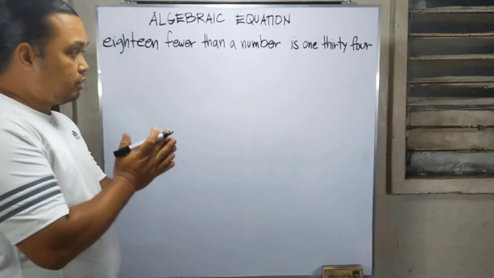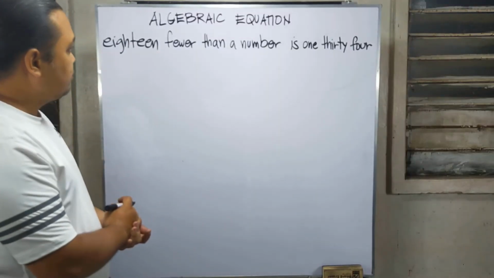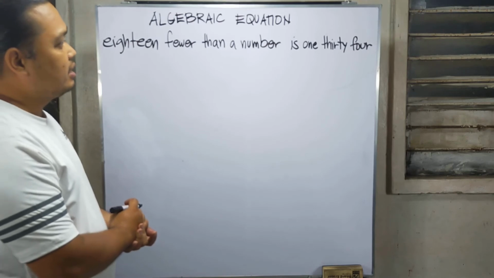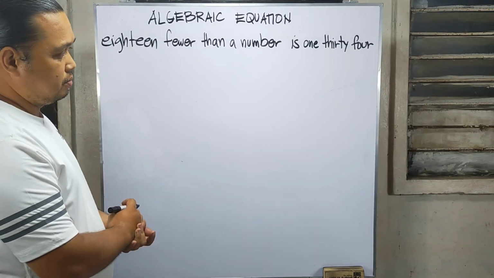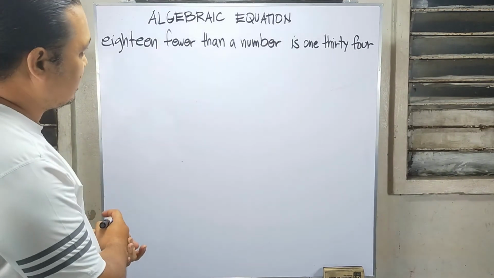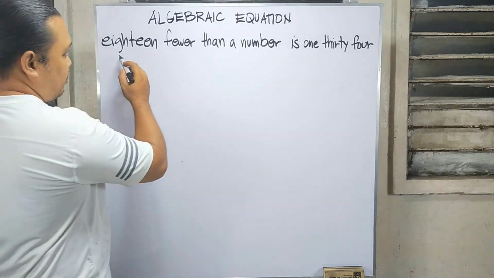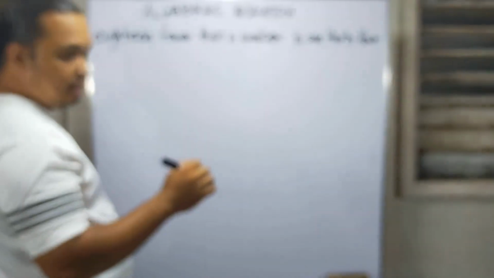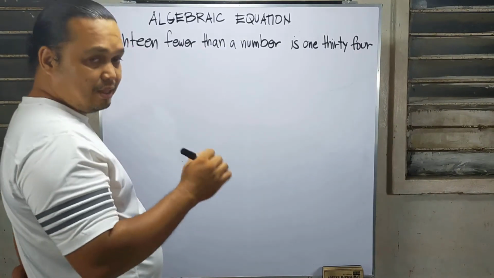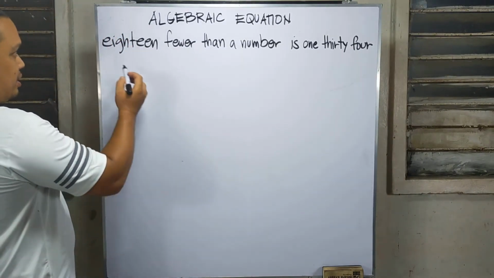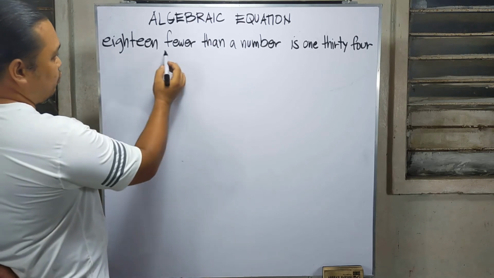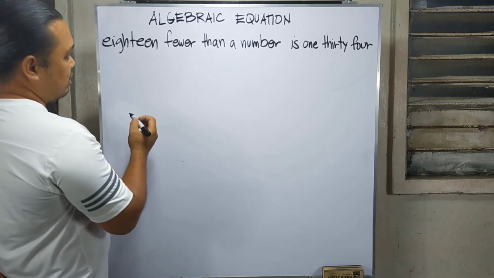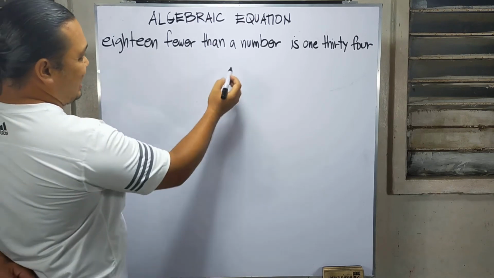Okay, for our last example here: 18 fewer than a number is 134. Okay, so let's change our word phrase here into an algebraic equation. Now let's interpret that one by one. Let's start from 18. Okay, 18 fewer. So 18 fewer than a number.